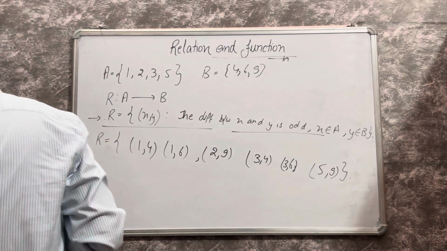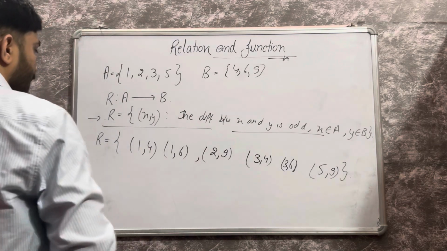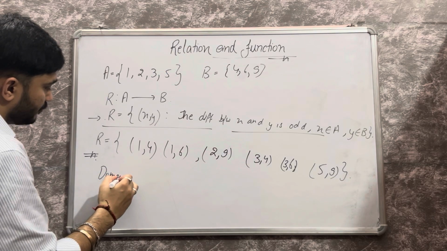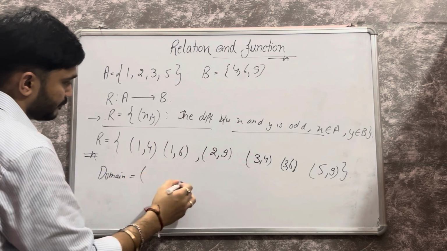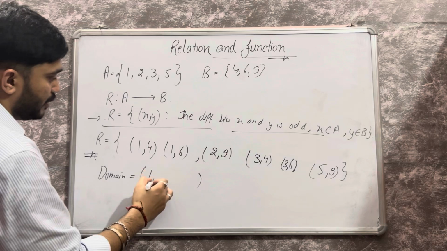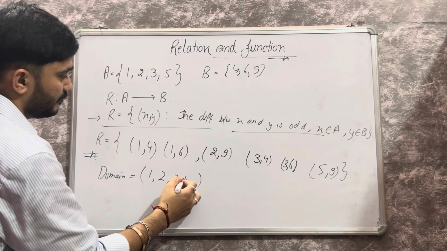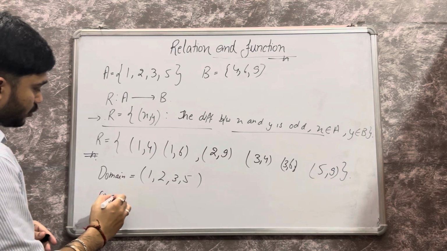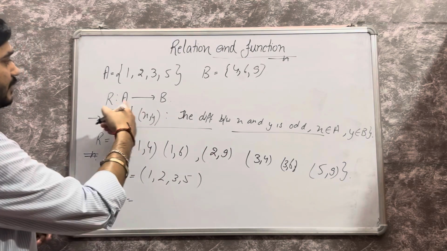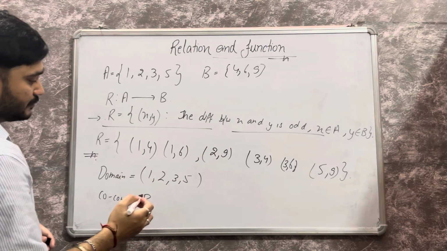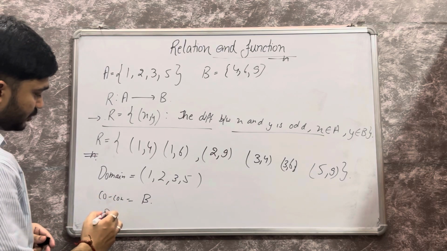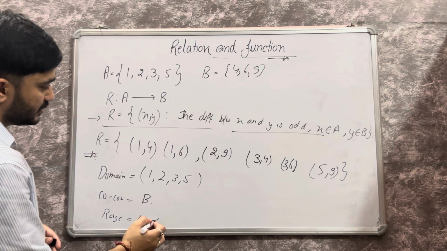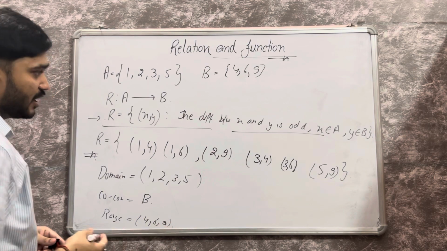Now we have written this in roster form. If you have to write the domain of it, what are you going to write? 1, 2, 3, 5. Any doubt? What is the codomain of it? Write the set as it is, that is B. What is the range of this function? The range will be 4, 6 and 9. Any doubt?